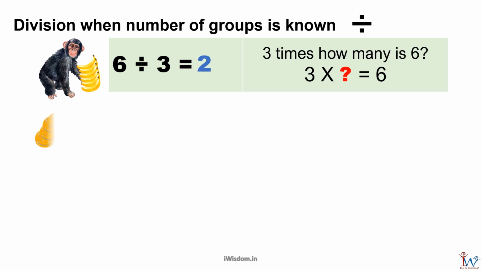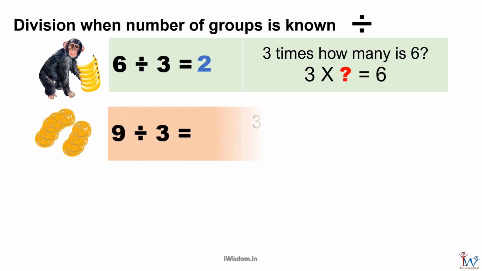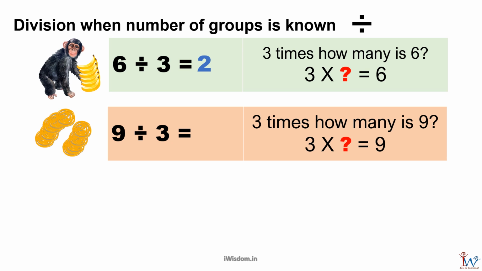Similarly, when we want to distribute 9 jalebis among 3 plates, we ask 3 times how many is 9. Then from the multiplication table of 3 we get 3 times 3 is 9. Hence 3 is the answer. So 9 divided by 3 is equal to 3.